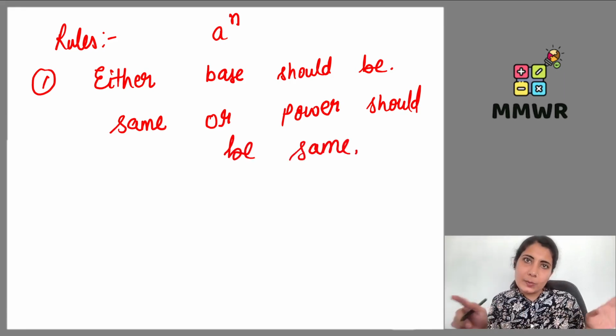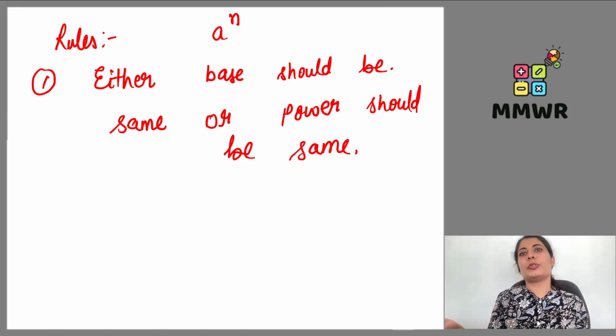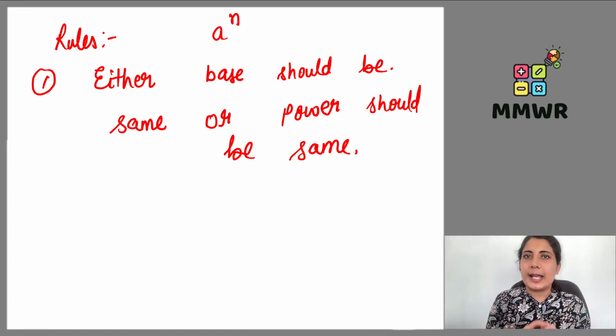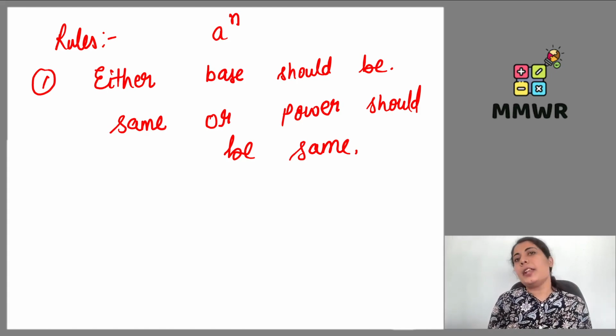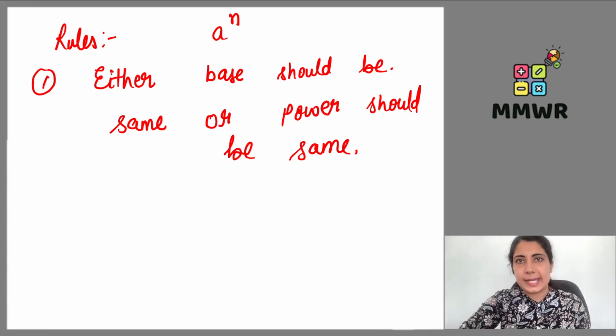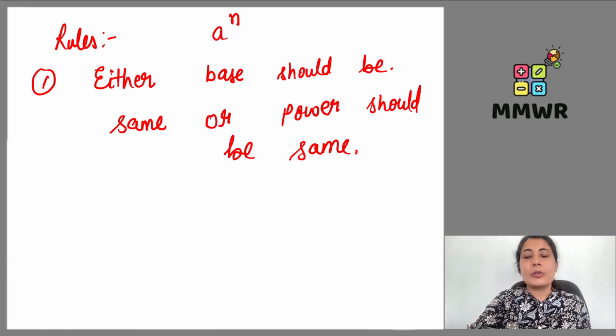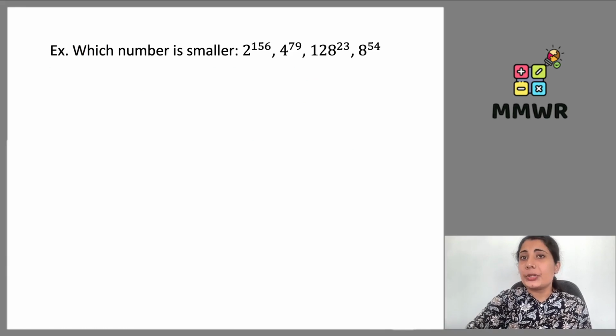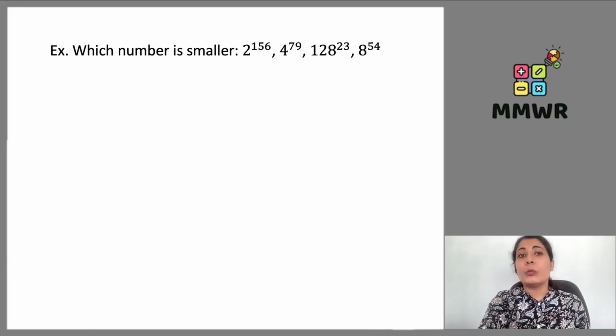So if we make all the bases the same, then there is no competition left in the power. Whichever power looks bigger, of course that exponent will be the greater one, that number will be the greater one. And if we are unable to make the base the same, we can of course make the powers the same. For that we will look at examples. So here we have the first example. Which number is the smaller one among all these four? We have to compare and tell which is the smaller one.